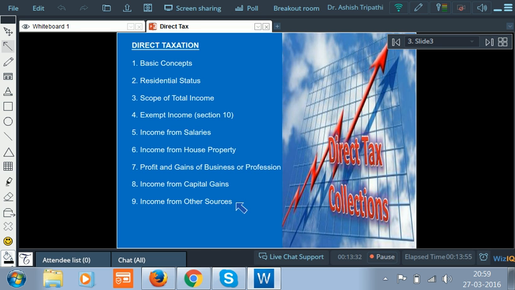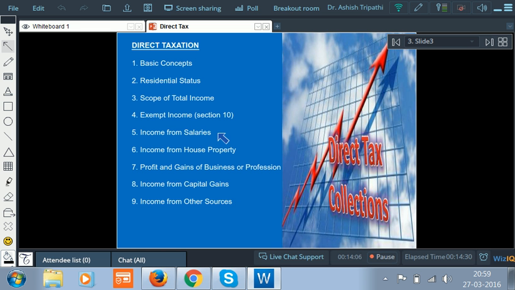Like lottery, we have lot many other incomes. Suppose if you receive interest on fixed deposit, that is your income from other sources. If you receive dividend on shares, that is your income from other sources. If you're getting income from betting or horse racing, all those income will come under the head income from other sources. So like this, we have so many other income which will come under the head income from other sources. All those income we are going to learn under this head.